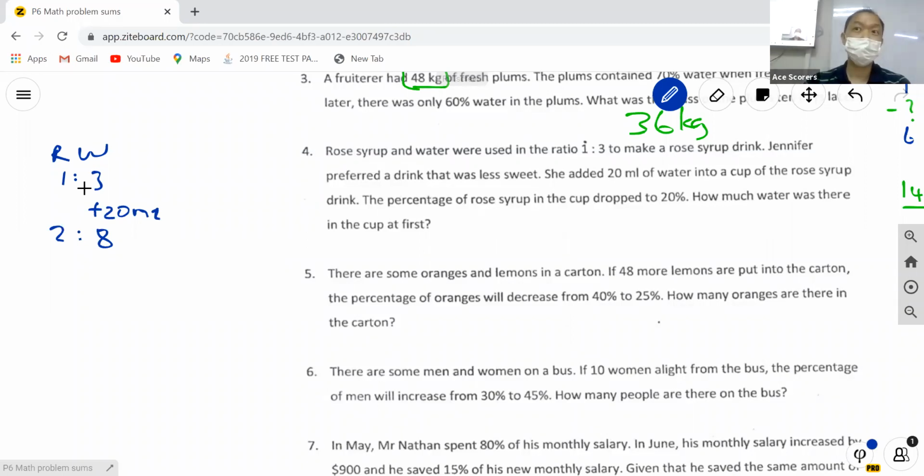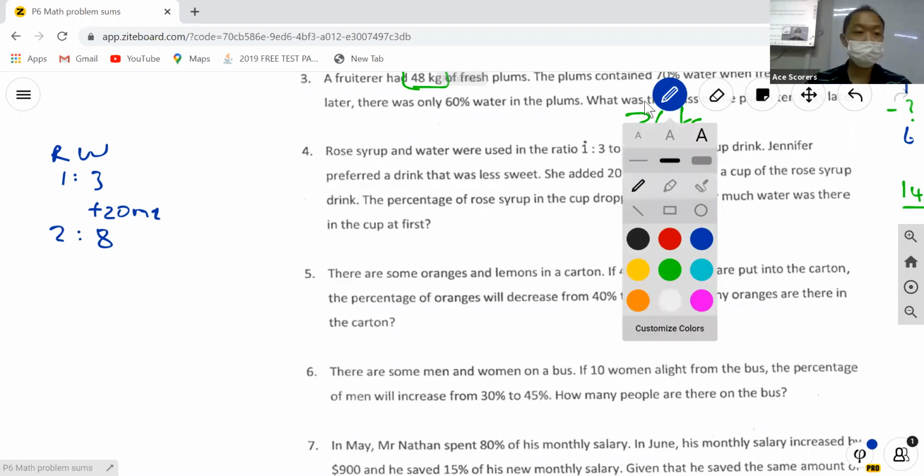And Princeton, looking at you. Which one never changed? Yeah, the rose syrup never changed. So what do I need to do? Make the rose syrup the same. Okay? How do I make the rose syrup the same?